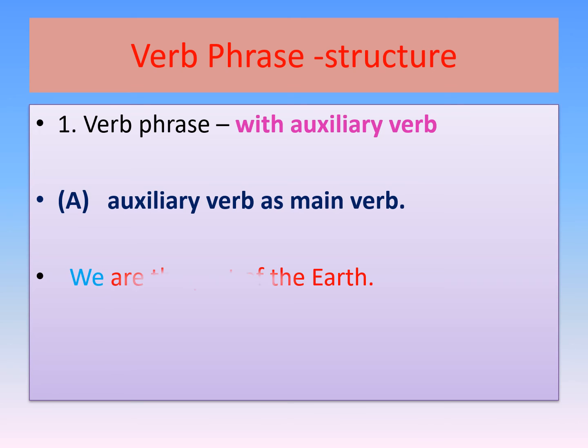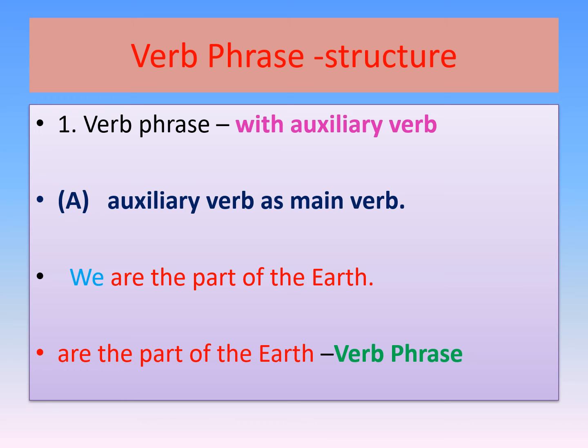Let us see an example. We are the part of the earth. So in this sentence, are the part of the earth is a verb phrase. Here the verb phrase is started with an auxiliary verb as a main verb. So here the auxiliary verb is functioning as a main verb. This is type A in the first type of verb phrase structure.